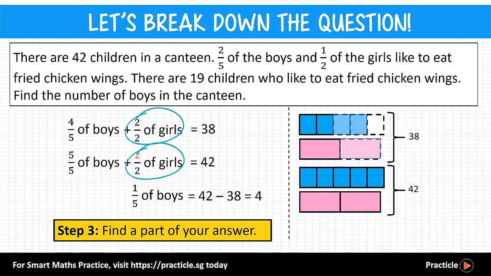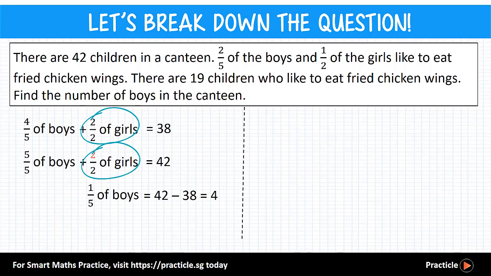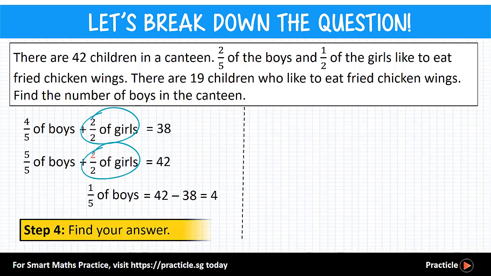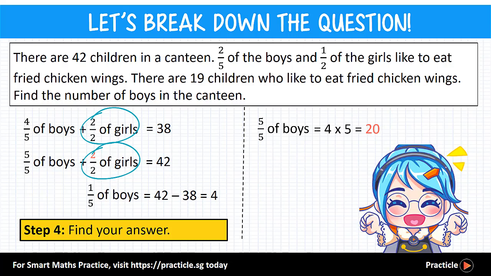So now we know that 1/5 of the boys is equivalent to 4 children. What's next? How can we find the number of boys in the canteen? Okay, we can do that by taking 4 times 5. Okay, because we have all the boys, right? So it's 5 units out of 5 units. And when we do that, this will give us a final answer of 20 boys. Problem solved.